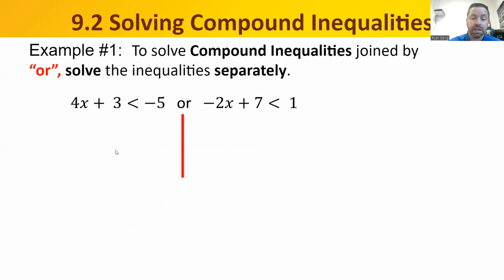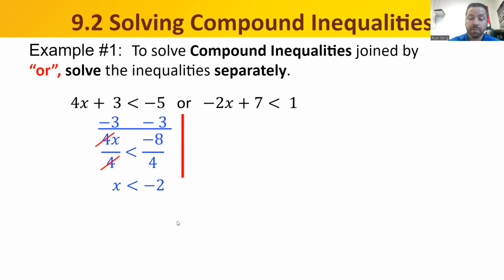So 4x plus 3 is less than -5. I'm going to subtract 3 from both sides, giving me 4x is less than -8. I'm going to divide both sides by 4, which cancels my 4. I'm going to get x is less than -2. Sign does not flip because I divided by +4. Let's go to the second one now.